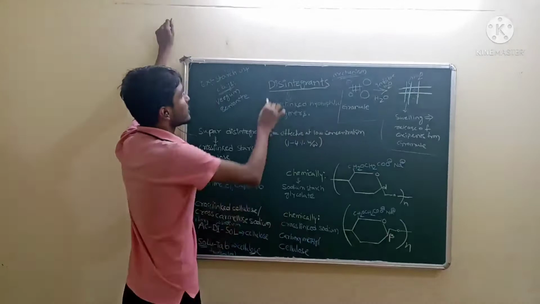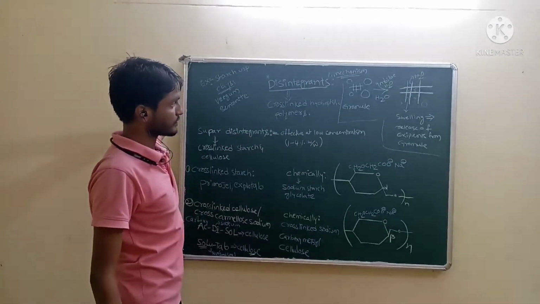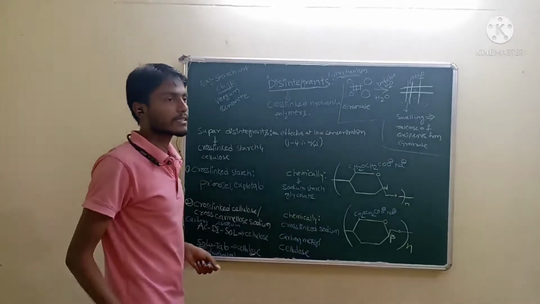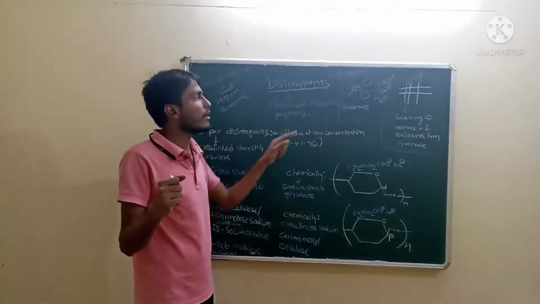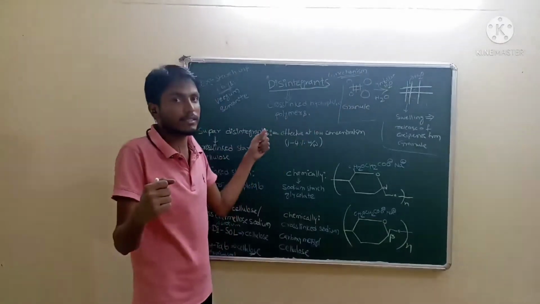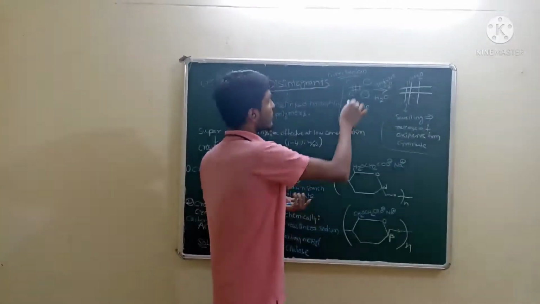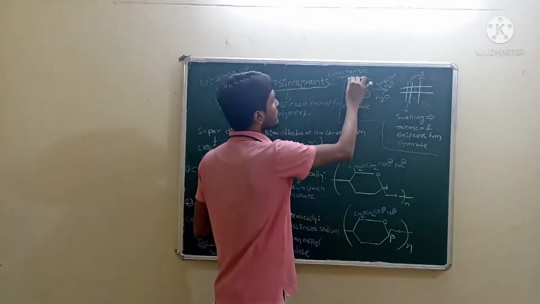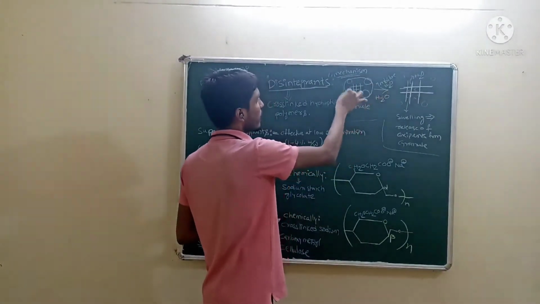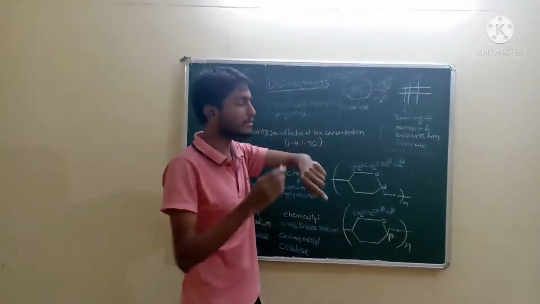Now the topic is disintegrants. Disintegrants are nothing but they will disintegrate the excipients. These are the excipients. They will disintegrate the excipient from the granule. This is a granule. For example, you can consider this round shape as a granule, a granule containing excipients.